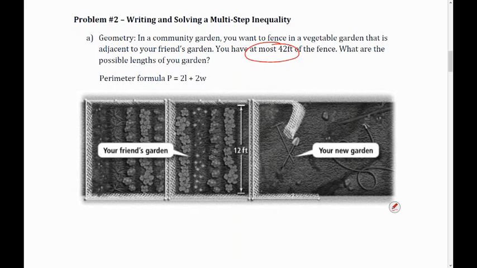So at most is important to us. What are the possible lengths of your garden? We need to know the perimeter formula. So P is equal to 2L plus 2W. All right, we have a length and a width. It's asking us to find the length.